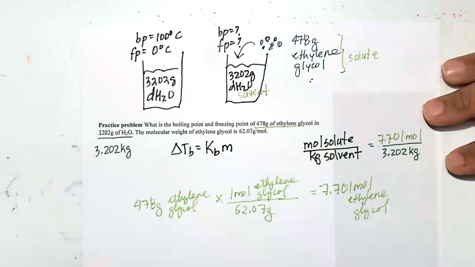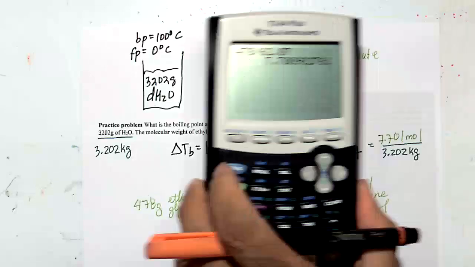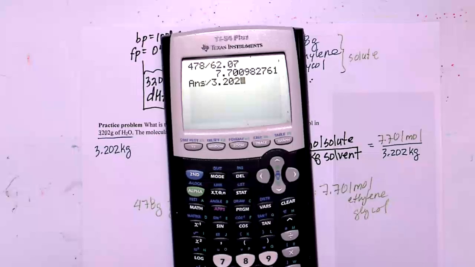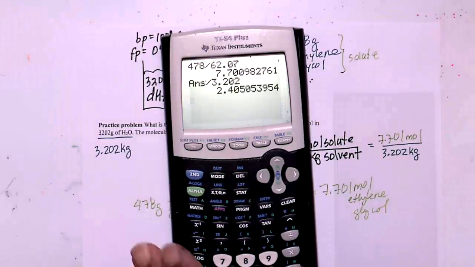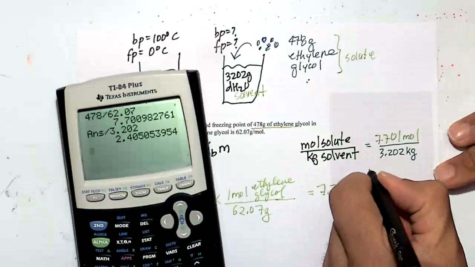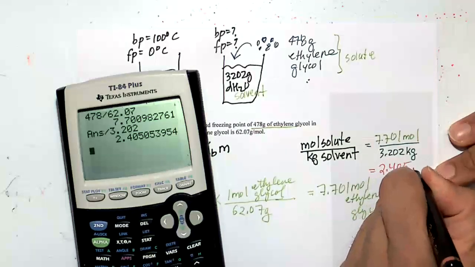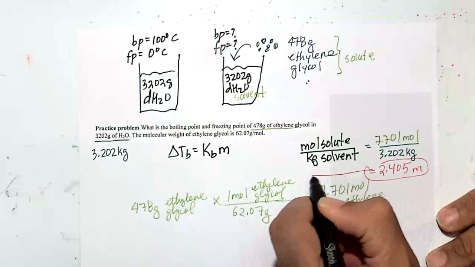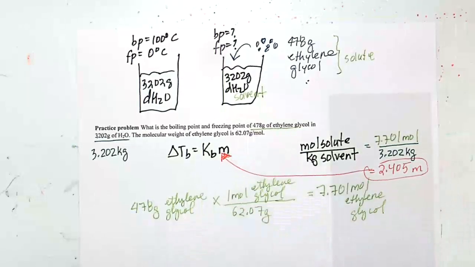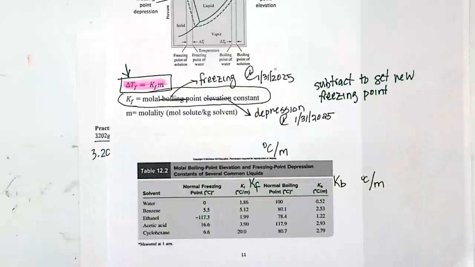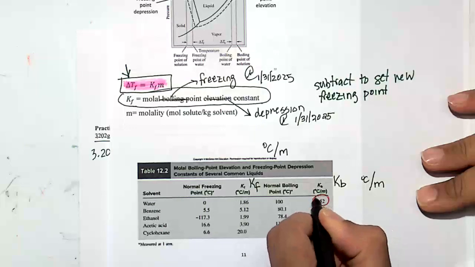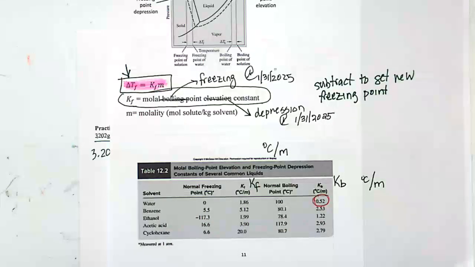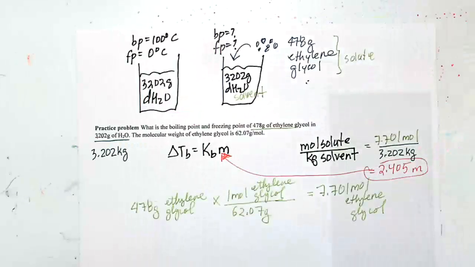And what is this on our calculator? 7.701 divided by 3.202 is 2.405. Anybody get that? Lowercase m. All right, what is KB? I'll give you KB here on the exam, but the boiling point elevation constant for water is 0.52. So we're going to take that and multiply it by the molality. Let's go ahead and do that.